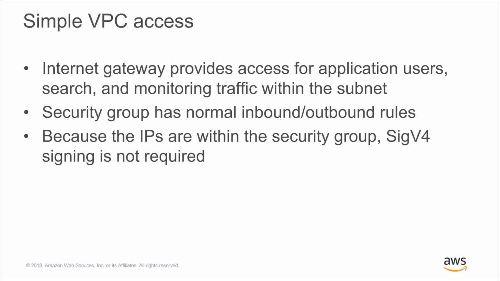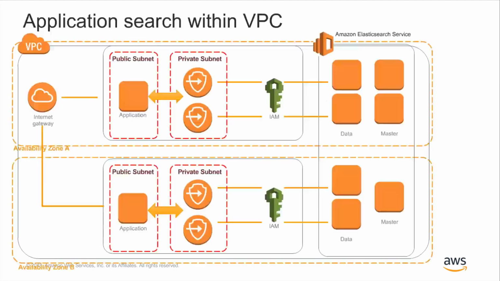So the Internet Gateway then provides access for your application users to do the search, for the DevOps and other folks to do their monitoring within the subnet. The security group itself has normal inbound, outbound rules. Elasticsearch Service uses port 80 and port 443, so you can allow traffic to come through from that other security group. And then we don't need SIG-v4 signing in this case because we have our traffic limited to what is already within our VPC. So there's already a security layer in place there.